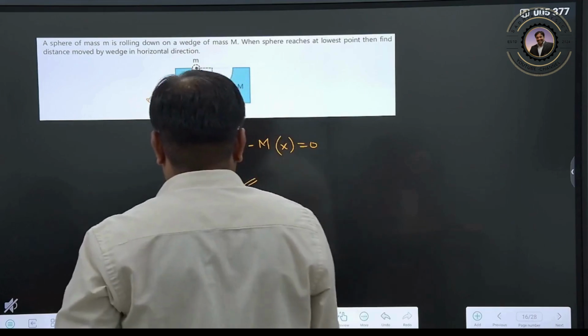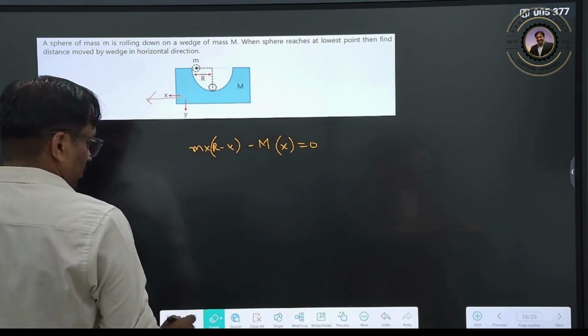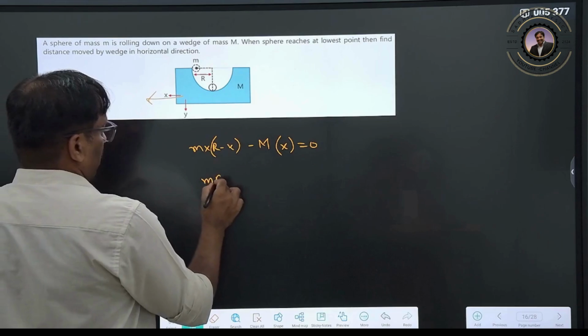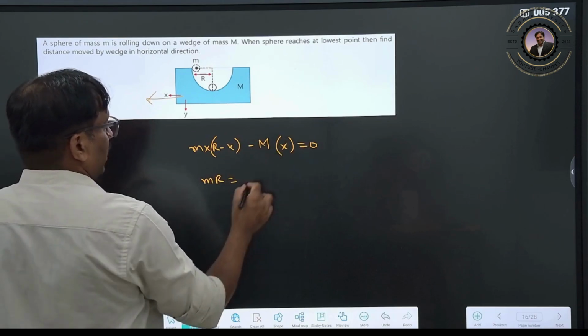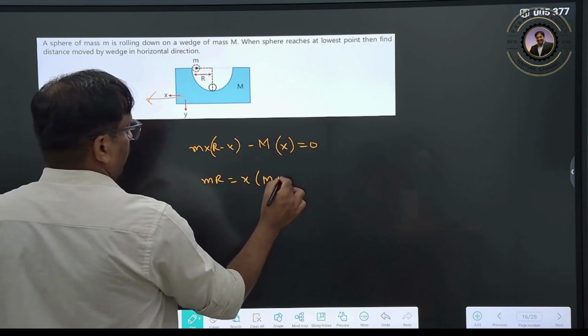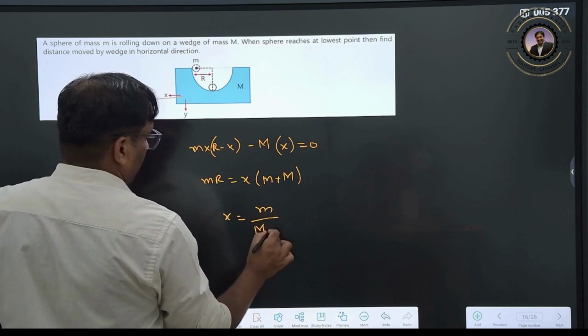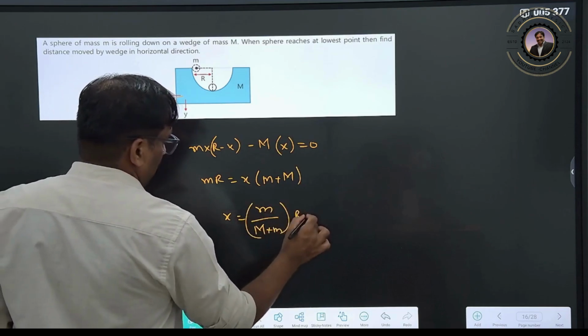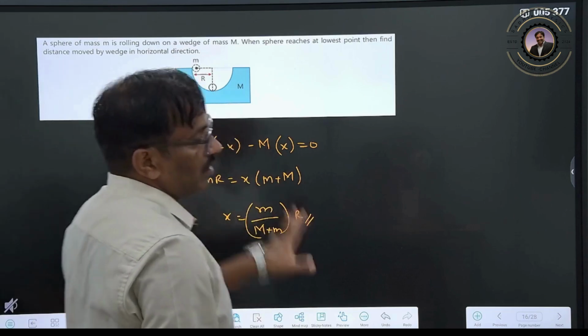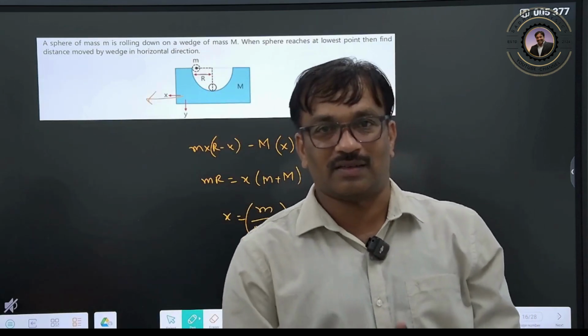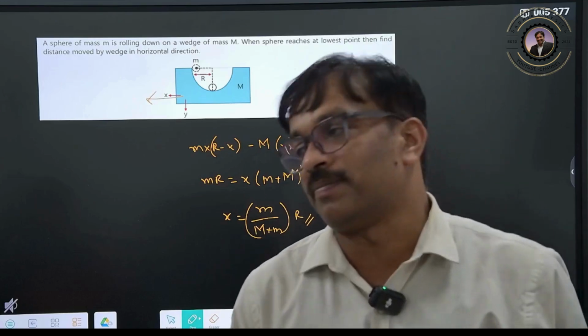Clear? So if you really want, you can solve it, no? Just now we solved. So m into r will be equal to, taking here, x into m plus capital M, x is equal to small m by capital M plus small m into r. So by looking it is very difficult, no, but if you really apply this, it is very simple. Clear?